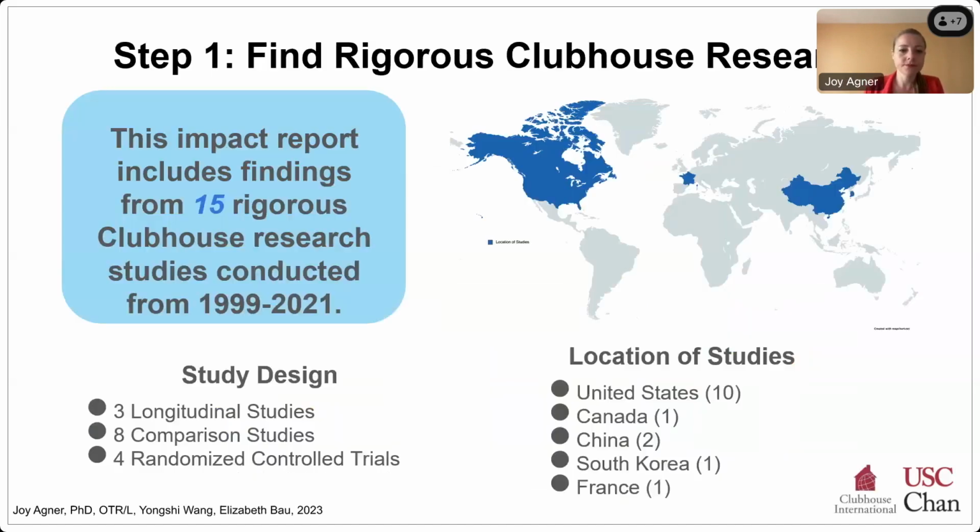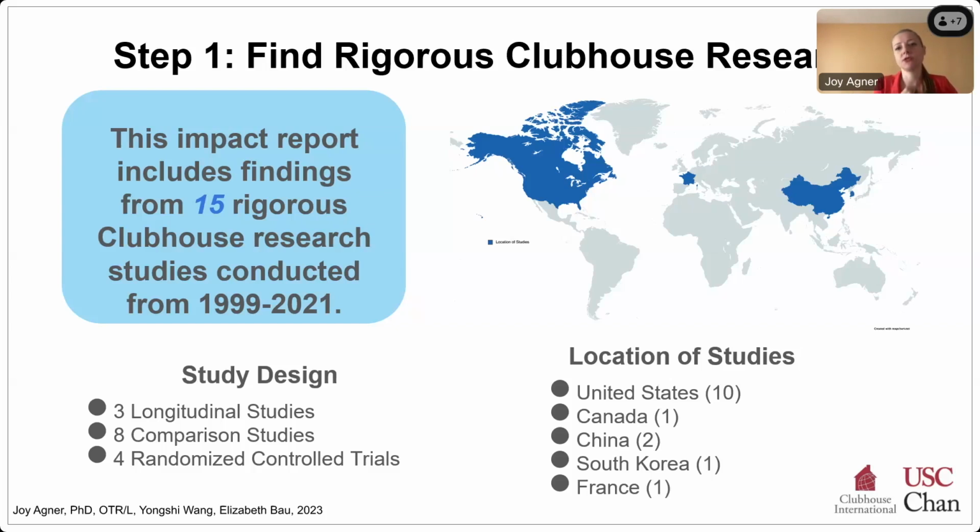that's available. So our first step in this process was finding what we considered to be the most rigorous Clubhouse research. So we only included peer-reviewed studies that have been published in journals. We included longitudinal studies. There were 3 longitudinal studies, meaning they happen over time. They look at Clubhouse impact over time. There were 8 comparison studies, so looking at Clubhouse model in comparison to another model, such as perhaps another peer support model, a different type of psychosocial rehabilitation, day centers, sometimes psychoeducation.